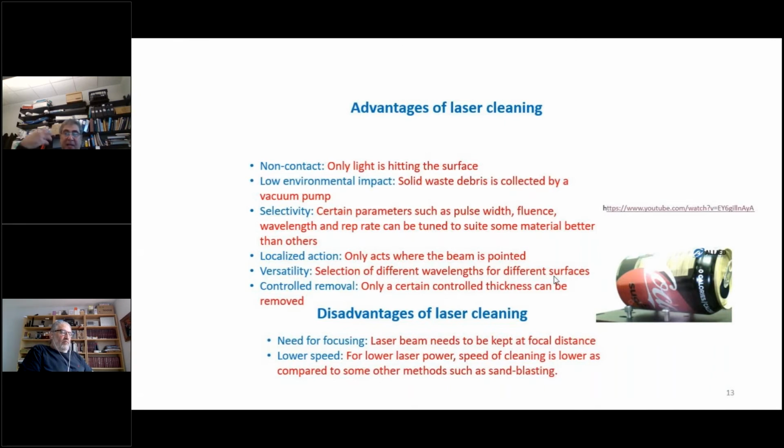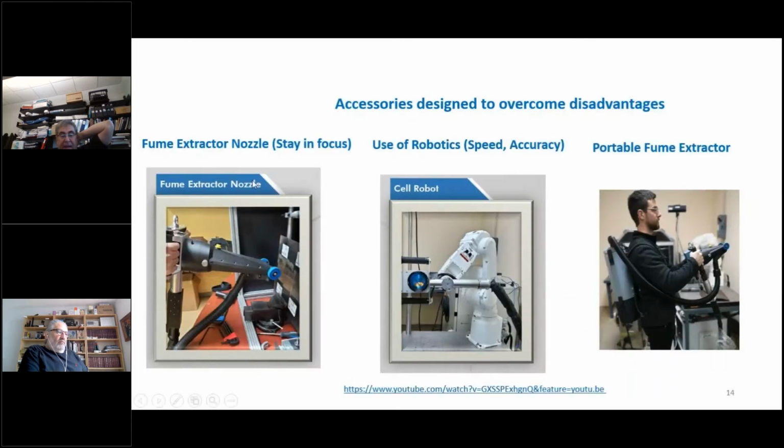You would hear the maximum sound when you are at that focal distance, and there will be maximum light emitted and maximum debris also, or fumes. So you would know that you're at the focal length. So that's one disadvantage. And the other thing is the lower speed. When you compare only the process speed between, let's say, laser cleaning and sandblasting, laser cleaning is slower as compared to sandblasting. So, in order to address some of these disadvantages, some accessories were designed.